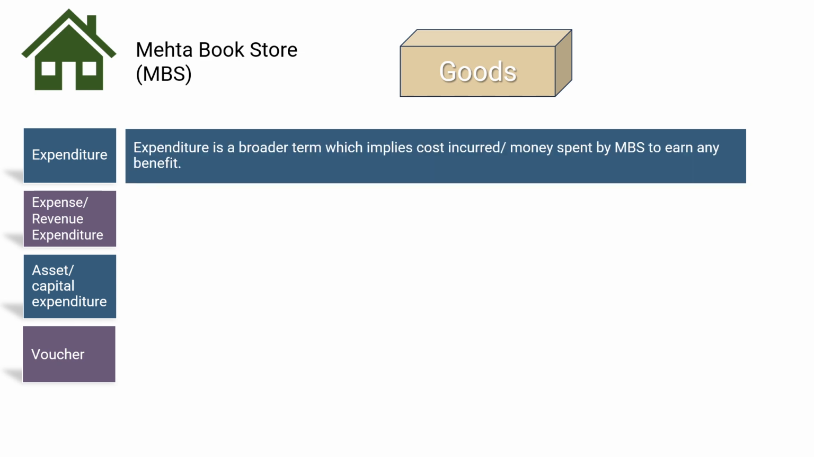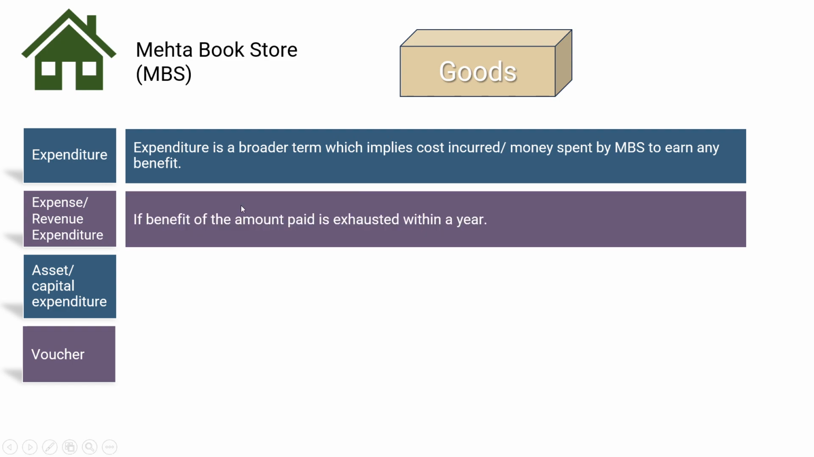It is called revenue expenditure because the benefit of this is exhausted within a year. Suppose you paid rent month-wise, and suppose you paid it for the month of January, the benefit of it is already taken up in the month of January. So the benefit is exhausted within a shorter period of time, which is 1 year. So those are called revenue expenditure.